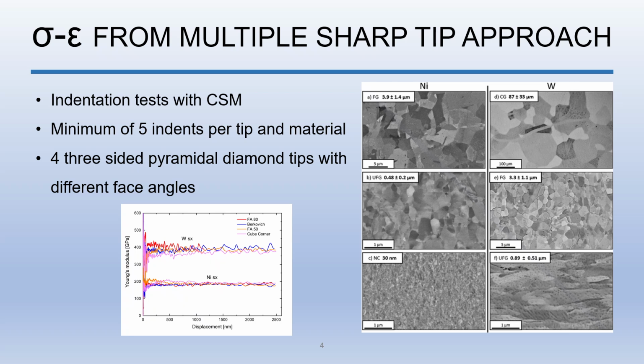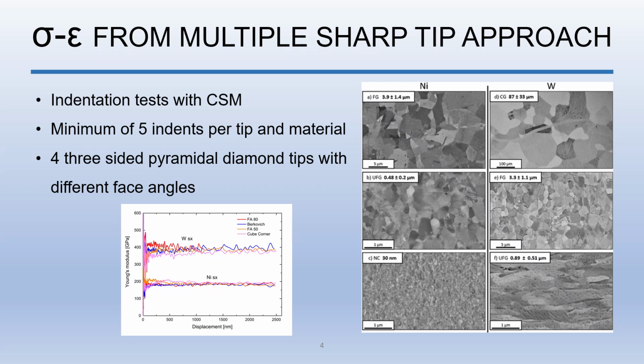Now I will move on to the first example, where a nanoindentation approach using multiple sharp tips was applied to extract flow curves. The image on the right shows the materials tested, which are nickel and tungsten with different microstructures. Indentation tests were performed using the continuous stiffness measurement option. Hardness and Young's modulus were determined following the standard Oliver and Pharr method.